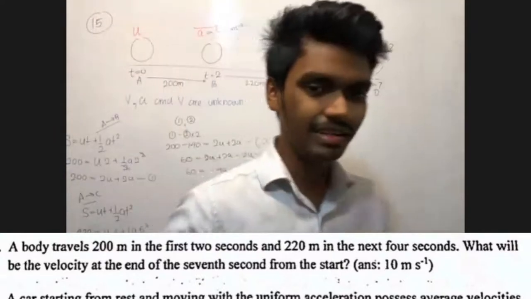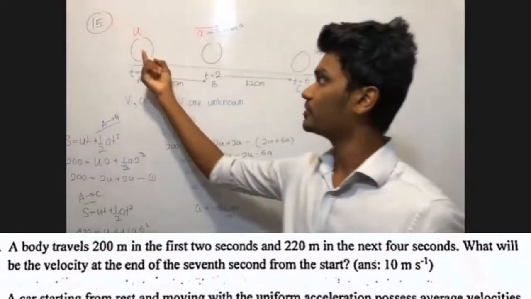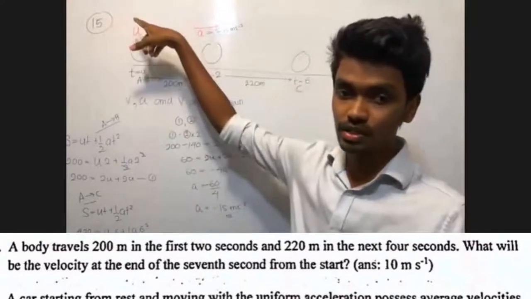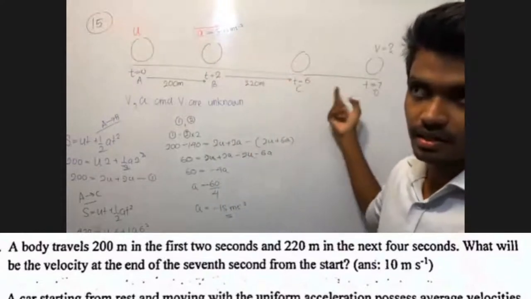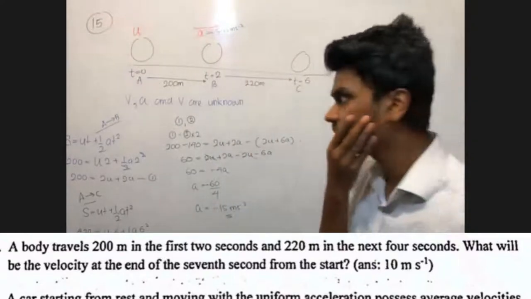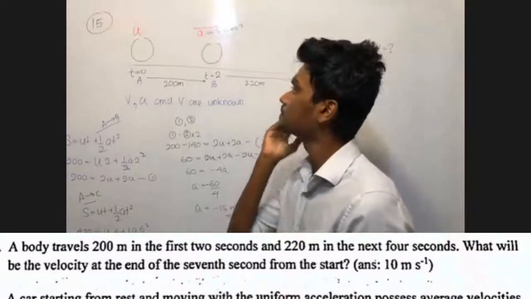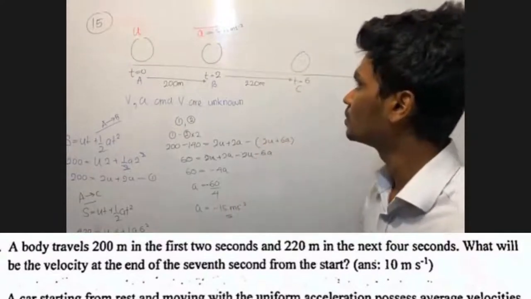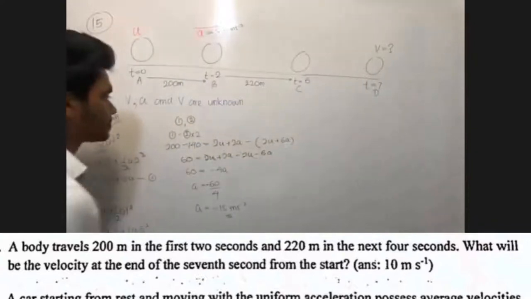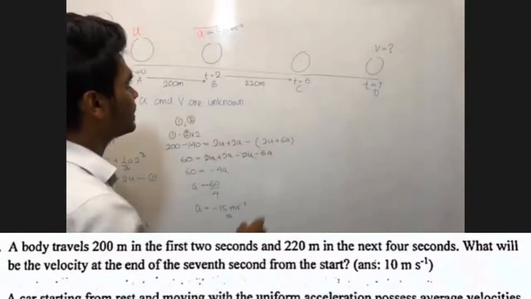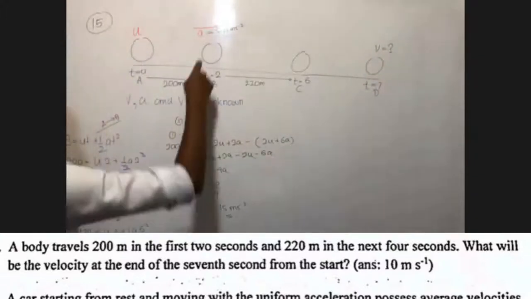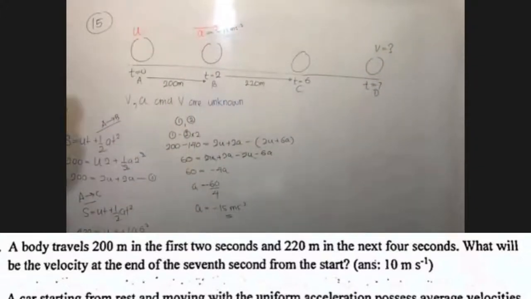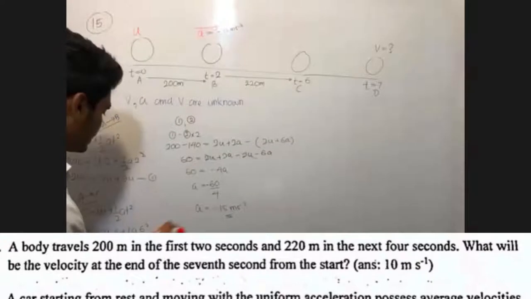So what does that mean? The object has had an initial velocity. Now it is going with a deceleration. It is decelerating, right? Okay. So fine. Let's now find this velocity. Okay, we have found the acceleration. Let's find the initial velocity also. What is the initial velocity?